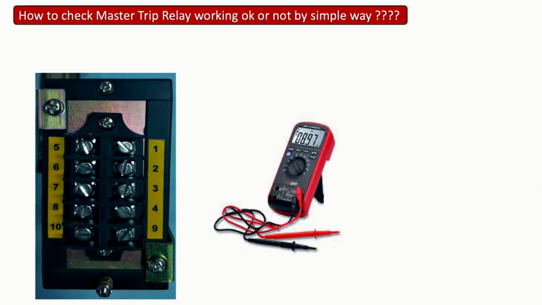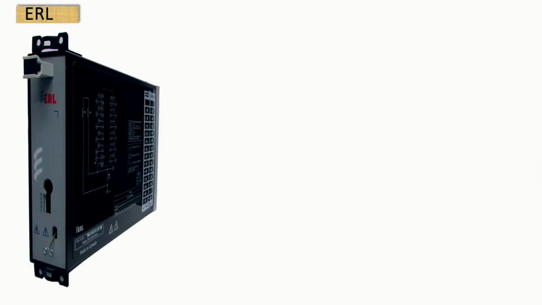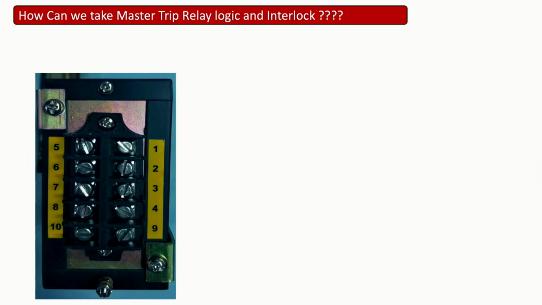In part 3, I'll cover how you can test a master trip relay without a DC supply, without any testing kit. I'll show you a simple method to thoroughly test your master trip relay to see if it's working. After that, we'll talk about Earl relays. We'll discuss the logic of the master relay, which logics and interlocks we can use. Right? There are different kinds of logic and different kinds of interlocks. So, in which interlocks can we use the master trip relay to improve our protection system?